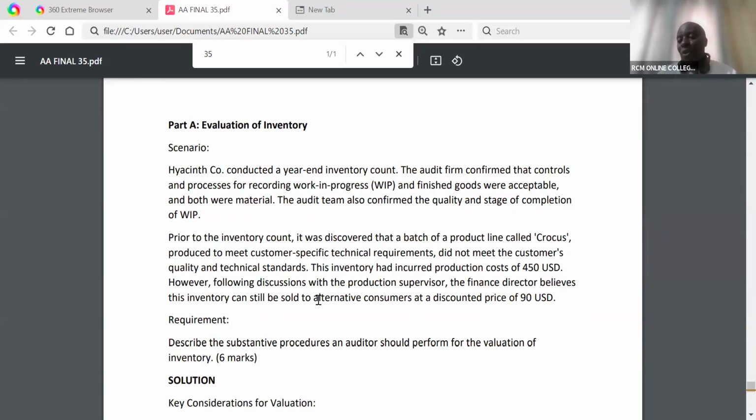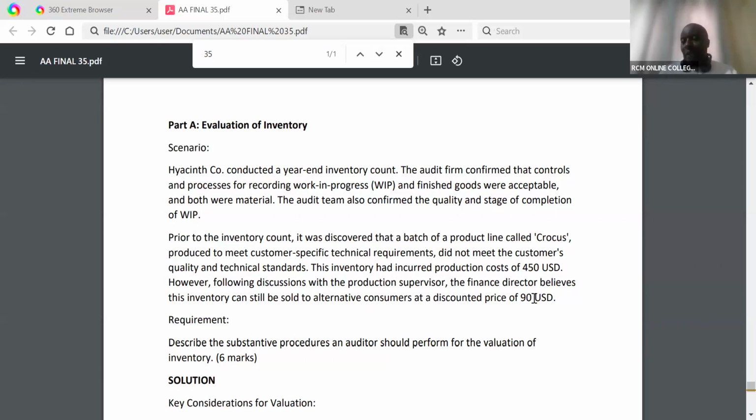net realizable value. So these items cost us 450. We have been capturing them on our financial statements at 450 as inventory, but we can only sell them outside there at 90. So I'm able to see impairment straight away. Why? Because 450 is the cost, and this 90 is what we call the net realizable value.